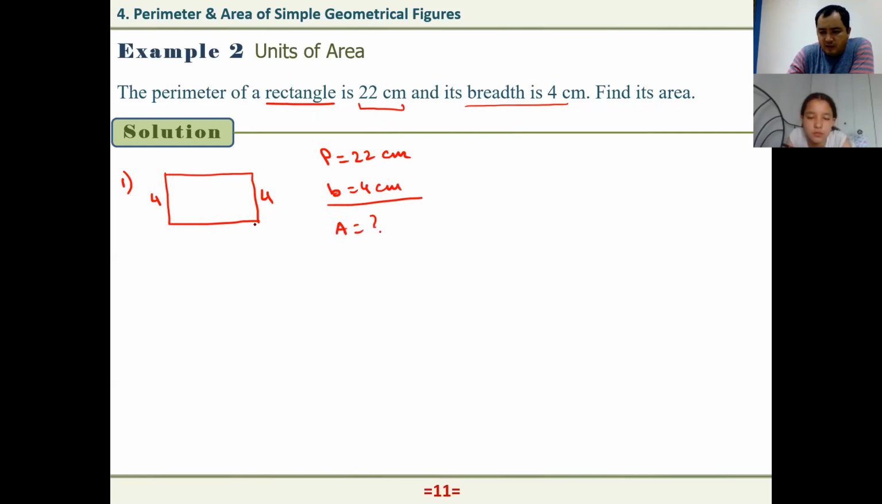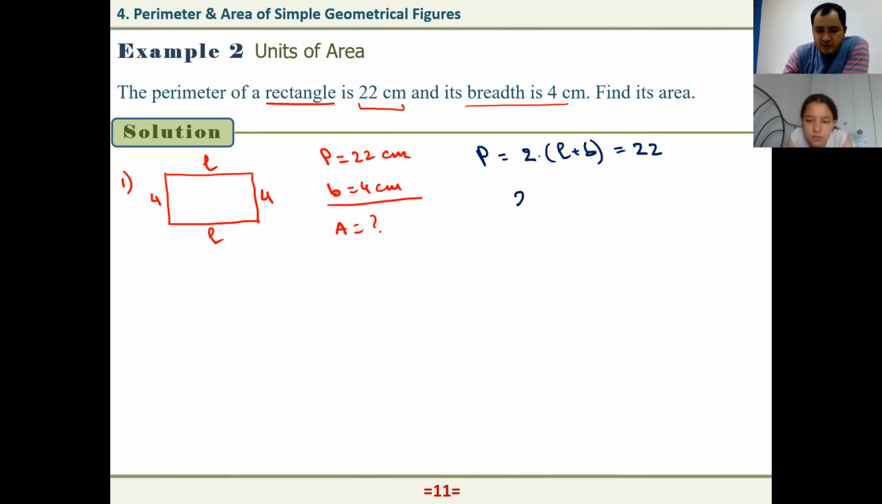So we need to find the area. Also, we need to know its length. So that is its length, L. So to answer this question, first we need to find the value of this L. So using this information, how can we determine the value of L? If you solve here, we know the perimeter is equal to 2 times length plus breadth, right? And it is given, it's equal to 22. All units are the same, so we don't have to write the units.